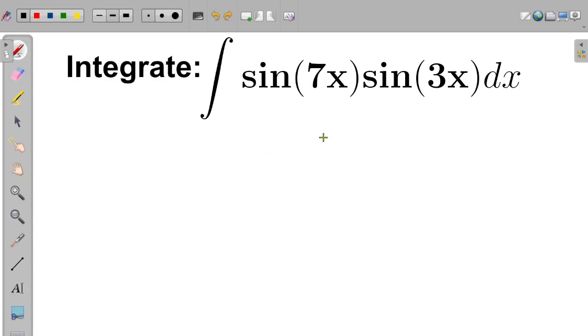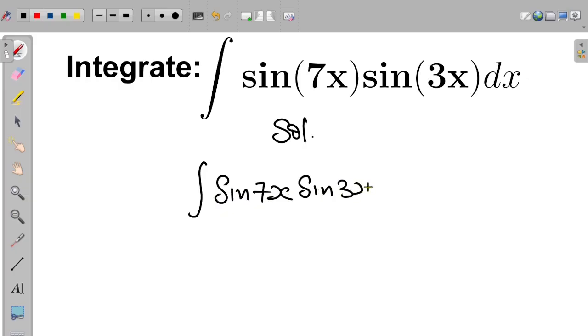Hello everyone, in this video we are asked to integrate sine 7x multiplied by sine 3x dx. So we have the integral of sine 7x multiplied by sine 3x dx.